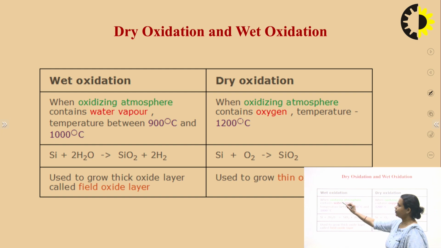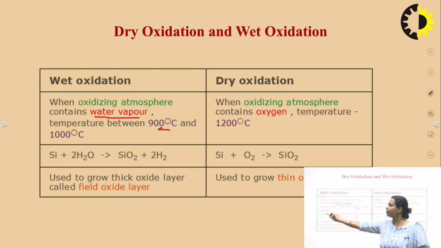So in wet oxidation, the oxidizing atmosphere contains water vapor, right? And that is around 900 to 1000 degrees Celsius. So this is called wet oxidation. The equation is: Si, silicon, plus H2O, it will give SiO2 and H2. So these two we have used for balancing, and these are the basic products. Then this particular wet oxidation is used to grow a thick oxide layer, and that can be used for field oxide layer. Thick means the layer which has around 7 nanometer length. That type of layer is called thick oxide layer.